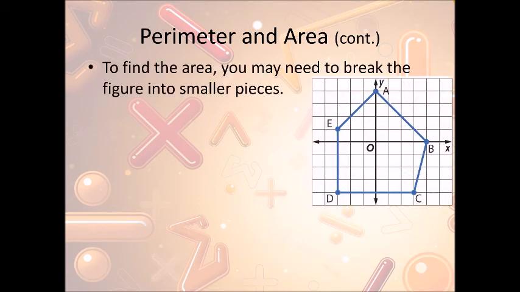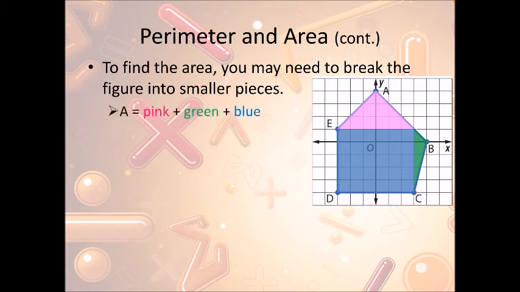Now let's try the same figure. This time we're going to find the area. Area can be a little bit more of a challenge, but we need to break it up into pieces that we know. So as an example here, I can break it up into two triangles, the pink triangle and the green triangle, and then a rectangle that is in blue.